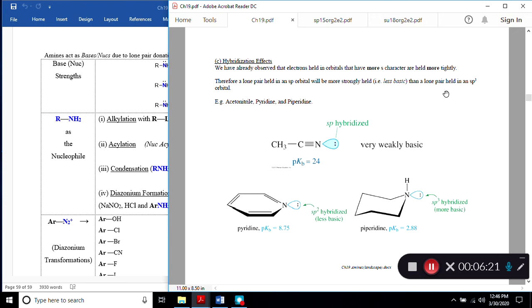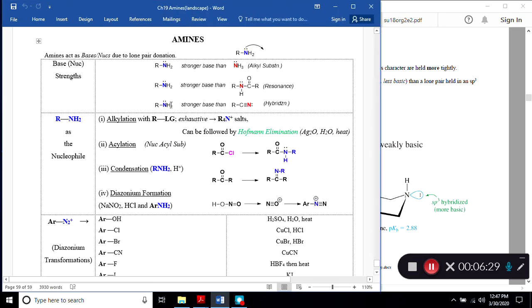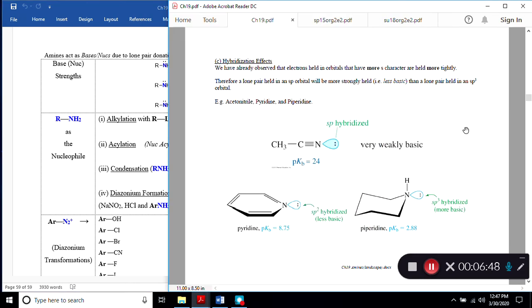An sp hybridized nitrogen means the lone pair is in an sp hybrid orbital, most strongly held, therefore least basic. So that's summarized here. A primary amine, which really is an sp3 nitrogen, is a stronger base than the sp hybridized nitrogen in a nitrile. Those are the only three things you know to discriminate between the base strength of amines. So we can illustrate that with some exam questions.